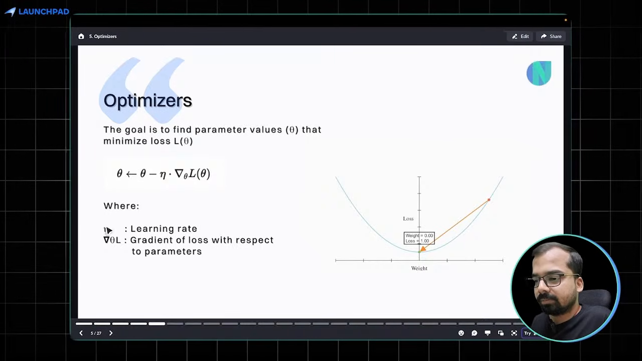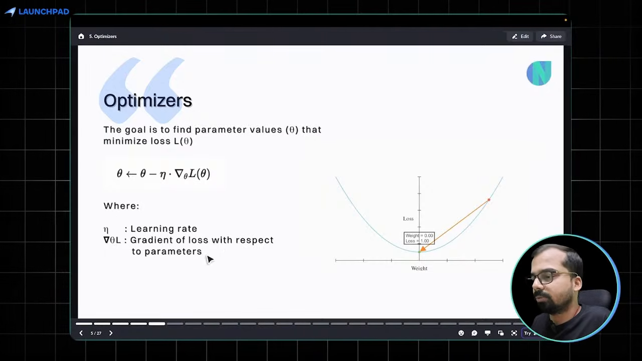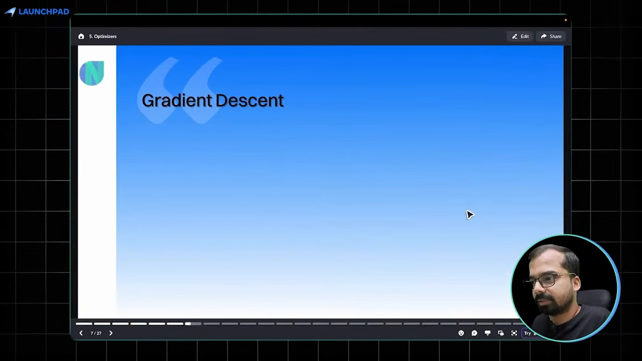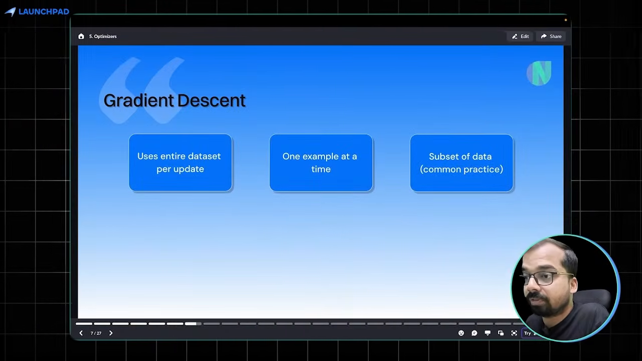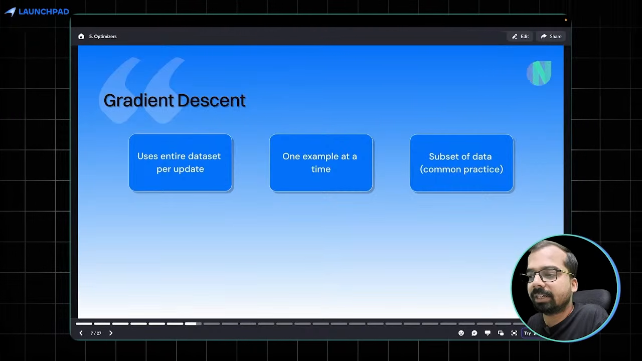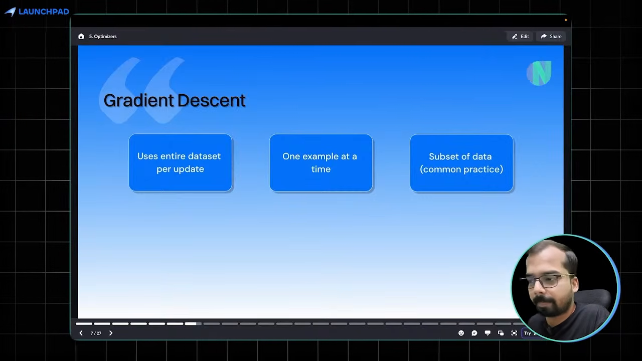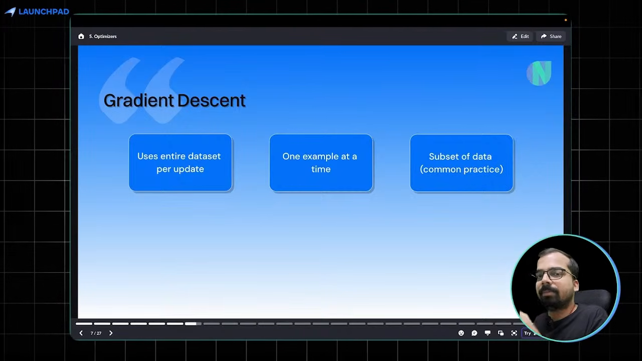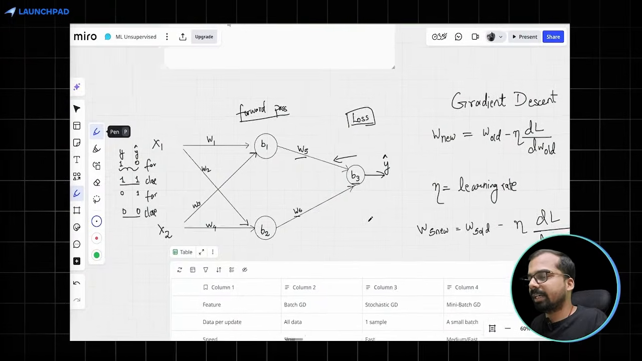And this term is known as learning rate, and this is the gradient of loss with respect to the parameter. So here we have basically this. Now gradient descent can be further categorized into three categories based on how much data you take before making the changes to your weights. So if you take the entire data set to update your weights, what do we mean by entire data set?